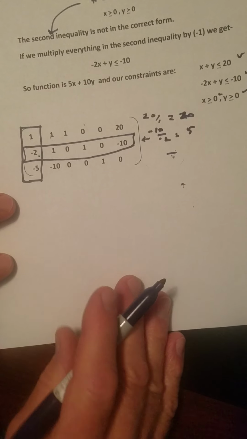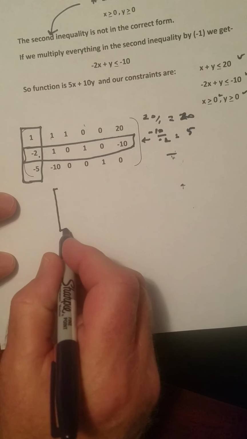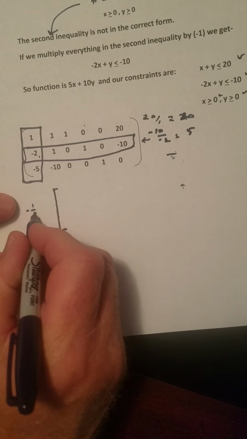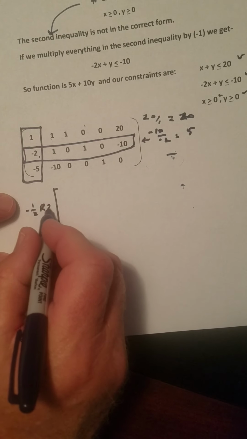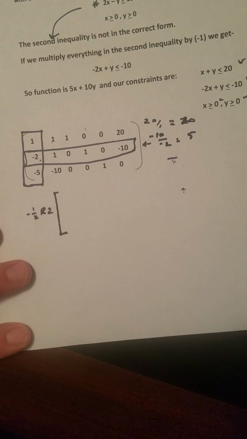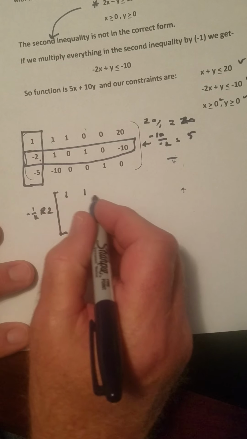Okay, you know what's next. We got to get a 1 where the negative 2 is. So we're going to take negative 1/2 times row 2. Now, if you're following the book, they left a step out. Top row is going to stay the same.